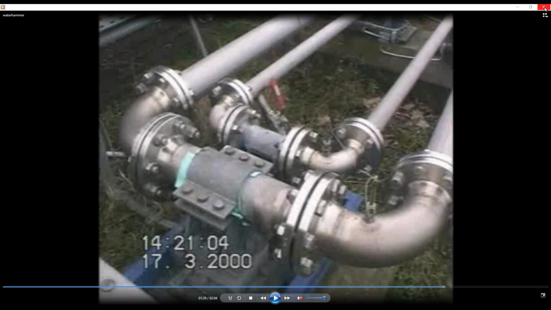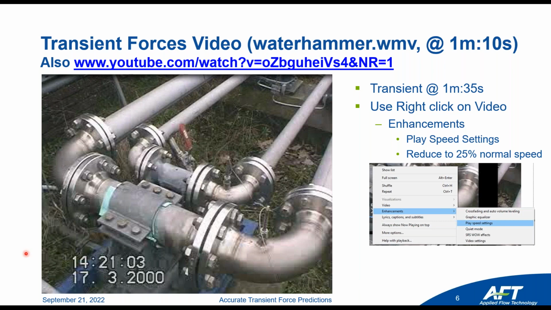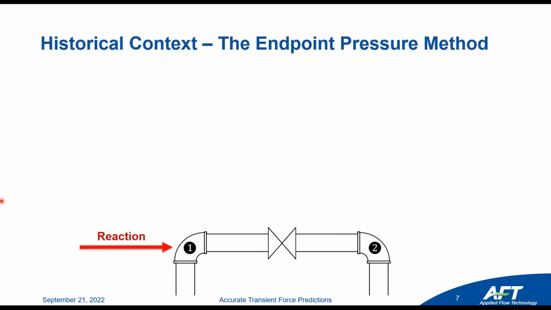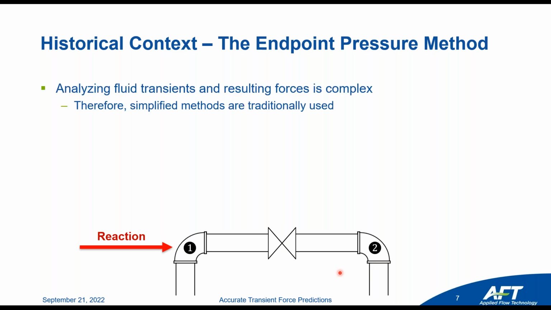So let's carry on, and we're going to go back to our PowerPoints, and we'll go on for one more page here. Okay. Let's talk about some of the historical context. So there's a method which doesn't really have a name that we have given a name called the endpoint pressure method. And what it essentially does is it just takes the pressure at location 1 and from location 2, and it subtracts those, similar to what I showed a couple slides ago.